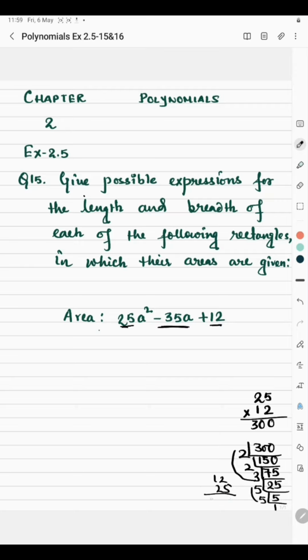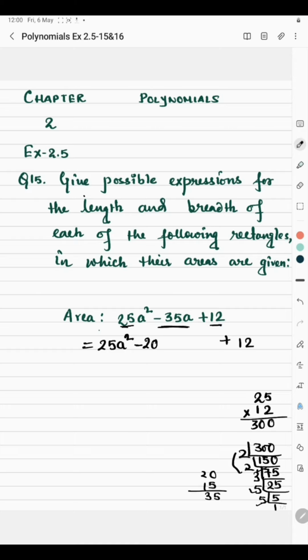Now if you do plus or minus, we won't be getting 35. So we'll take another number. 4 5s are 20, 2 2s are 4, 4 5s are 20 we have taken, and 3 and 5 make 15, and if you add this we'll get 35. So the first term will remain the same, which is 25a square, and the last term will remain the same, which is 12. Now we have to make 35.